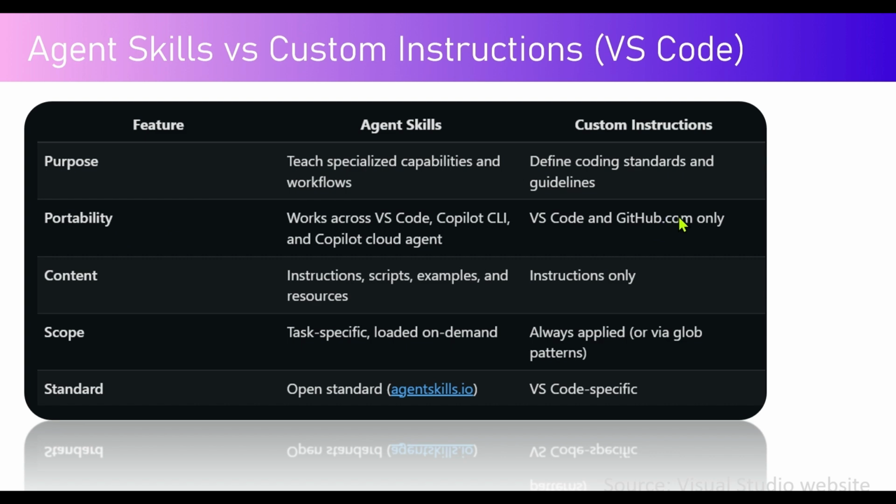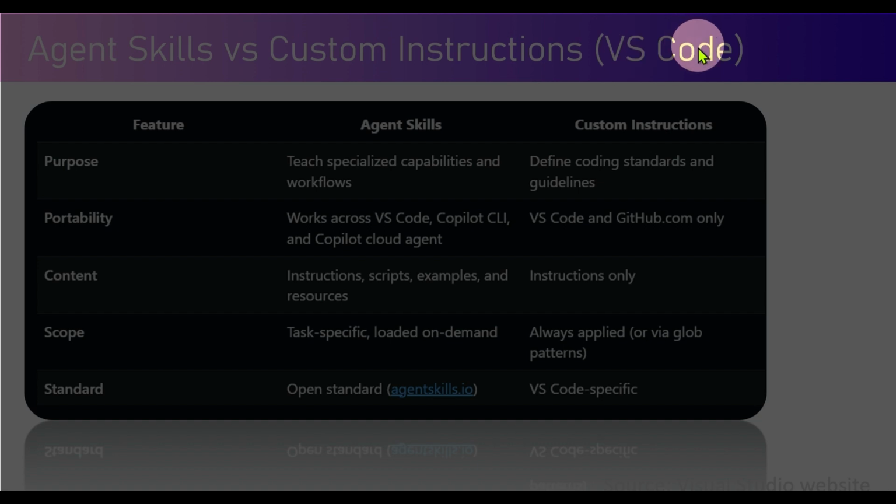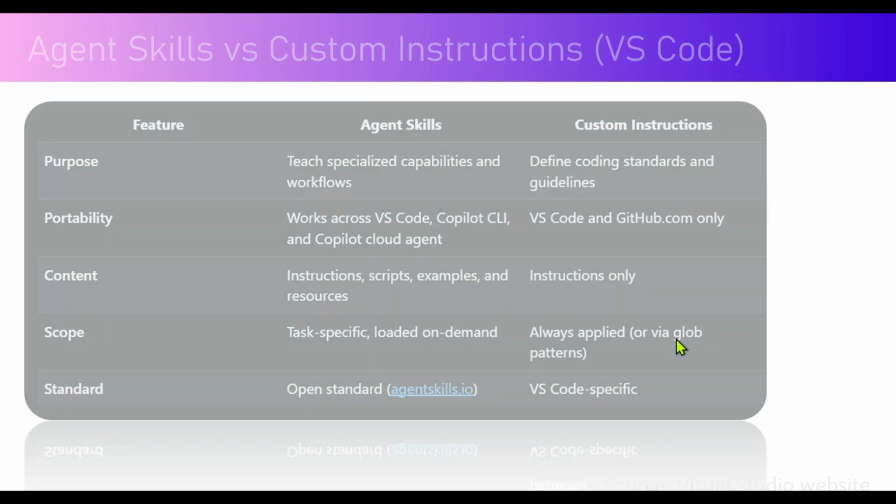Portability, VS Code and GitHub only. I'm specifically talking about agent skills versus custom instruction in VS Code. Now, portability, agent skills work across VS Code, Copilot CLI, and Copilot Cloud Agent, and many more. From a content perspective, custom instruction will only contain instructions. Agent skills can contain instructions, scripts, examples, and resources. Scope, custom instruction is always applied via a global pattern. Scope, agent skills are task specific, loaded on demand. So this is just a high level comparison.